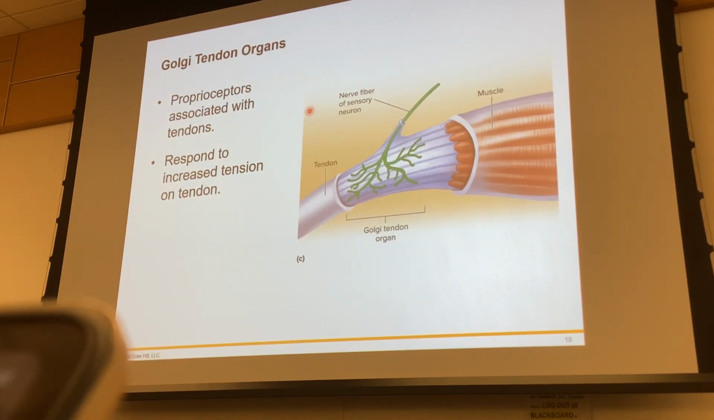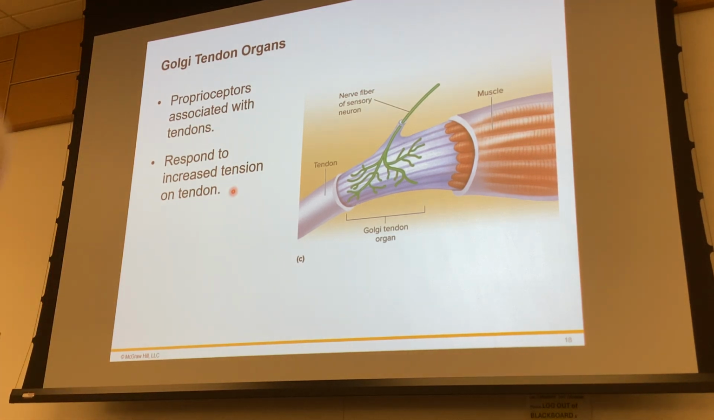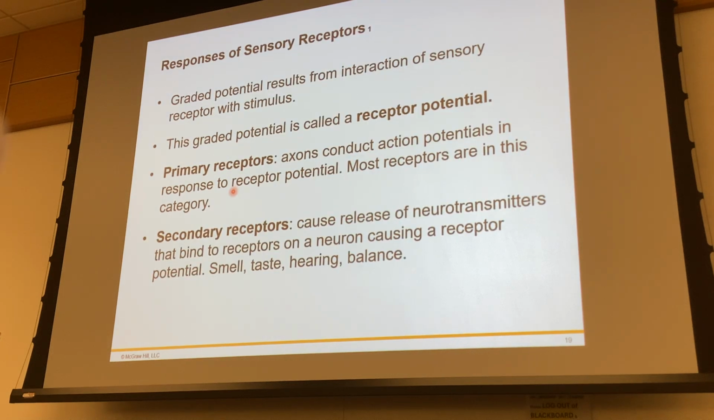And then Golgi tendon organs will help protect the structure of the muscle so that the tension on the tendon doesn't get too much. And if there is too much, then the body is going to do the best it can to protect that muscle or that joint. So the Golgi tendon organs will help with that. So that gives you an overview of some of the most abundant, most common sensory structures, sensory receptors.